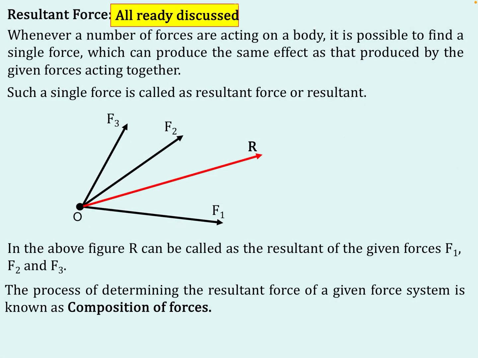We know what a resultant force is. Resultant force is nothing but that single force which can replace a given set of forces, or which can do the same work done by a given set of forces acting together. So the process of finding out the resultant of any given force system is called what?